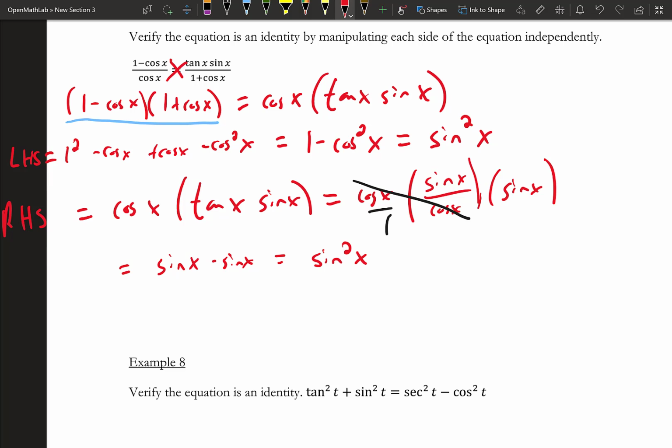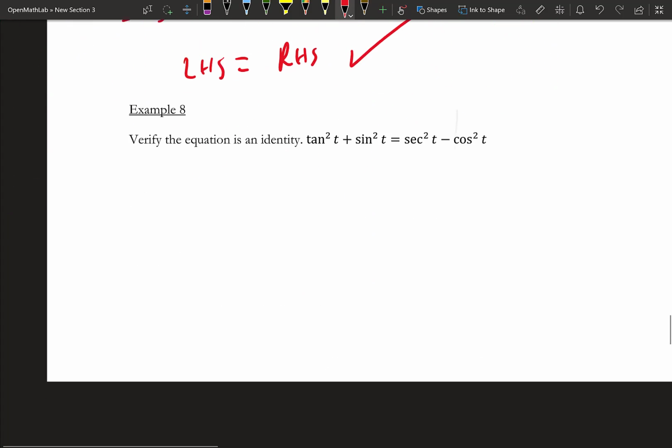So what we've shown is that the left-hand side is equal to the right-hand side. So we follow the directions: we manipulated each side of the equation independently and shown that they're equivalent to each other. So that's identified.